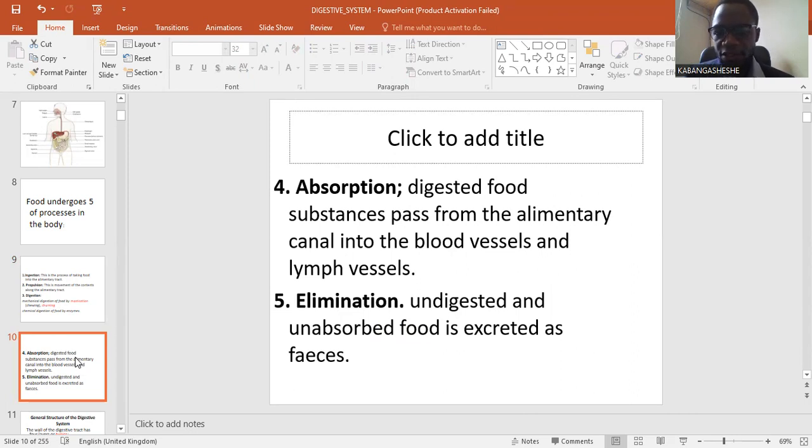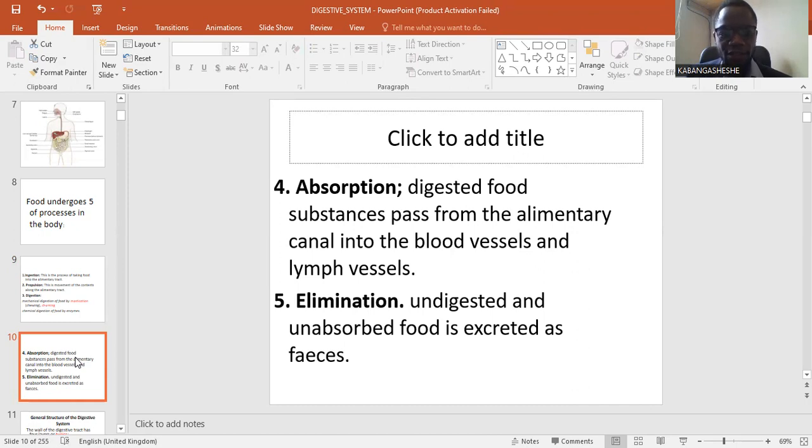Thereafter is elimination. So once all the useful elements have been absorbed, what remains is waste. The body cannot use it, or rather doesn't have the necessary chemicals or enzymes to digest it, and therefore that has to be eliminated as fecal matter. Those are the 5 processes that food goes through in the digestive system.